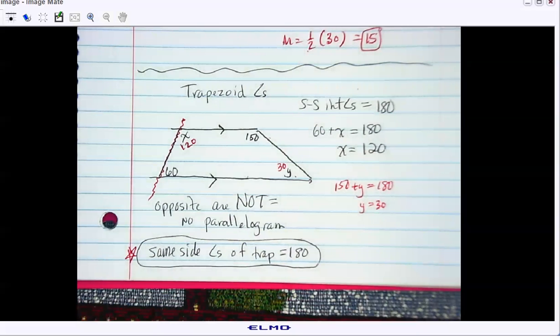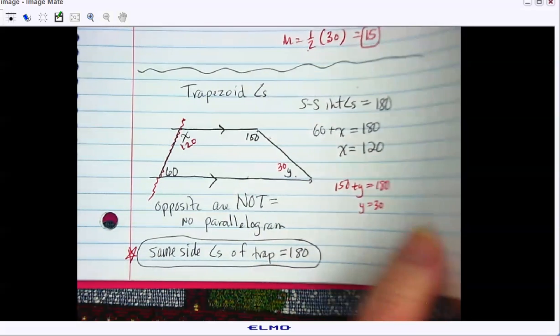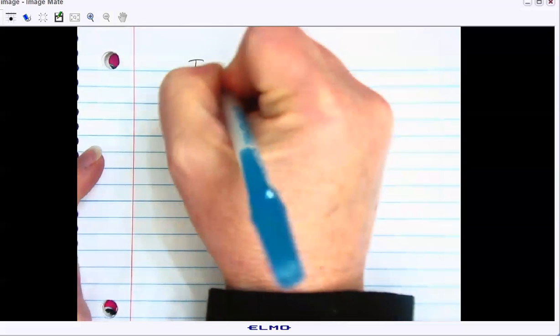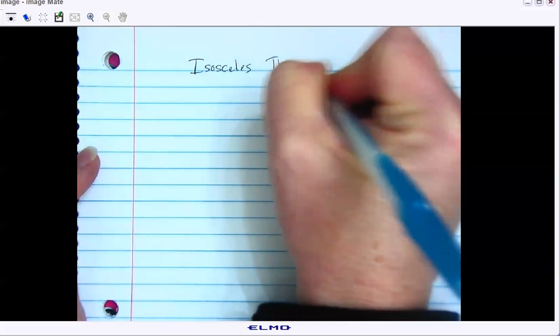Anybody still writing? I don't actually have problems of these on your worksheet, but I will next time. I just forgot them. And it's called isosceles trapezoids.